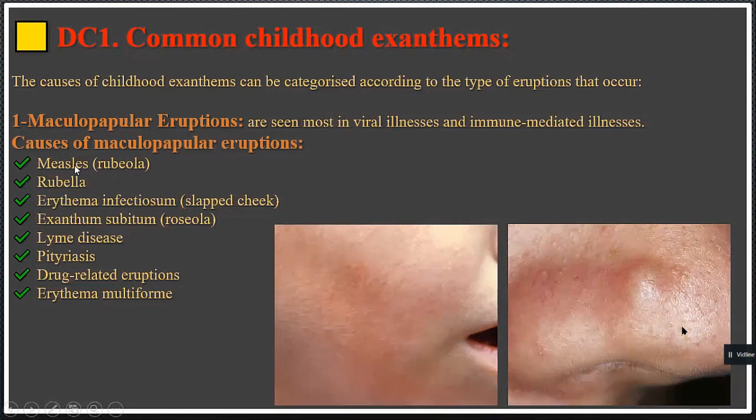So here you have to expect measles, rubella, erythema infectiosum, slapped cheek, so it's red cheek, exanthem subitum, so it's roseola, Lyme disease, pityriasis, drug-related eruption, erythema multiforme. So if you find in the options scarlet fever, will you choose it in the exam? No. This is how to study, guys. So if you find in the scenario a maculopapular eruption, and they give you options for measles and scarlet fever, don't choose scarlet fever. You can choose measles.